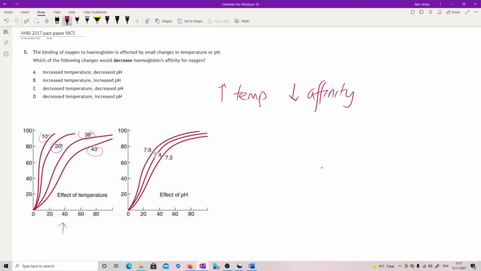Okay, and on this side we've got pH, and you can see here that as you increase the pH going this way, you increase affinity. So decreasing pH is a decreasing affinity. The reason I'm putting it that way around is because it's asking for a decrease here. So I'm looking for an increased temperature and a decreased pH. You have to know these links though, so you have to find a way to remember them.